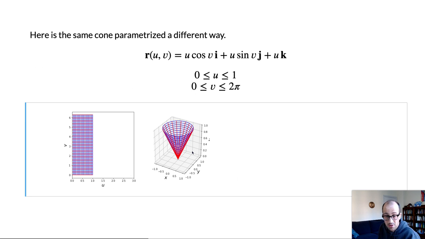Here's the same surface parameterized differently, just like curves can be parameterized multiple ways: forwards, backwards, slower, faster.